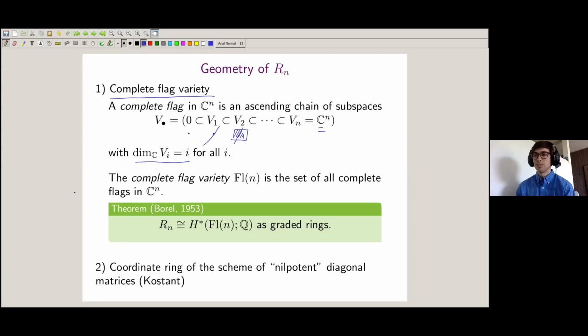It's a homogeneous space. And Borel, in 1953, realized or proved that the cohomology ring is isomorphic to that coinvariant ring, R_n, as graded rings. And the second geometric realization, which we discussed a little bit in the pre-seminar, is as the coordinate ring of the scheme of nilpotent diagonal matrices, which was proven by Kostant. I'll come back to this later in the talk.